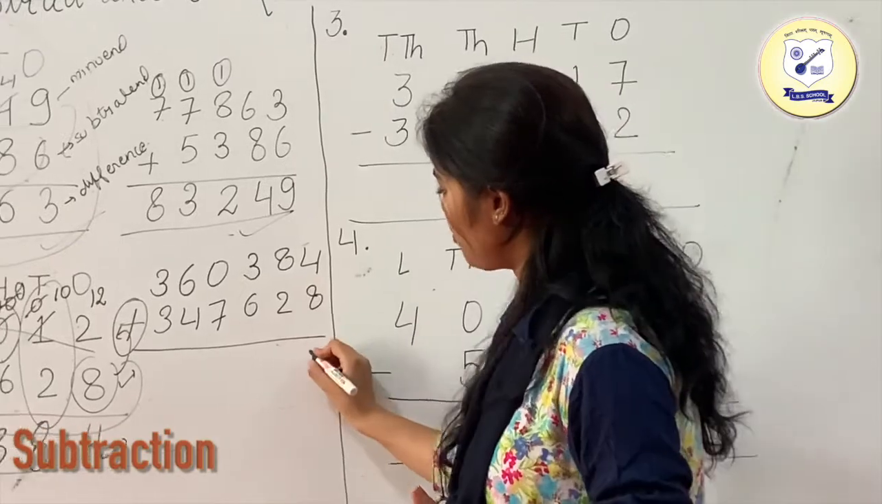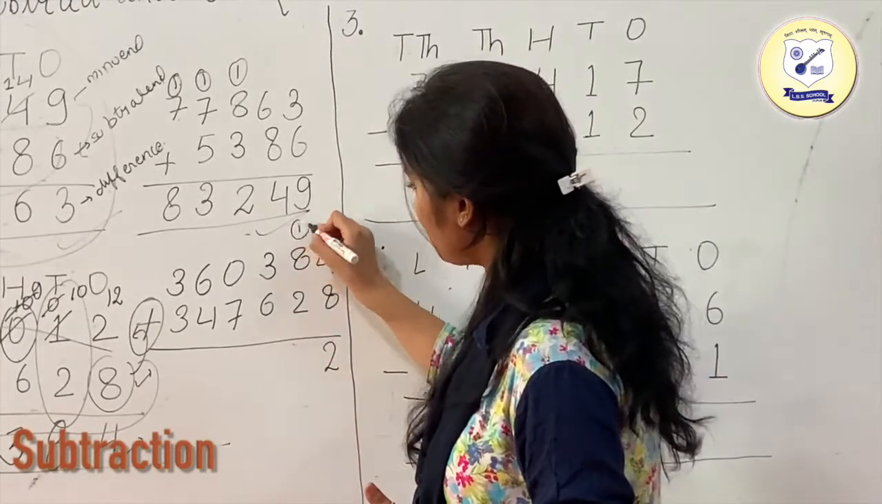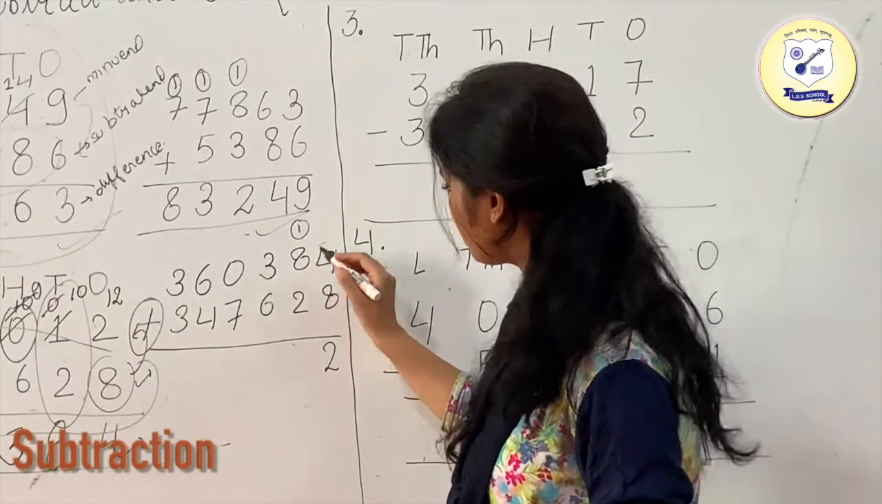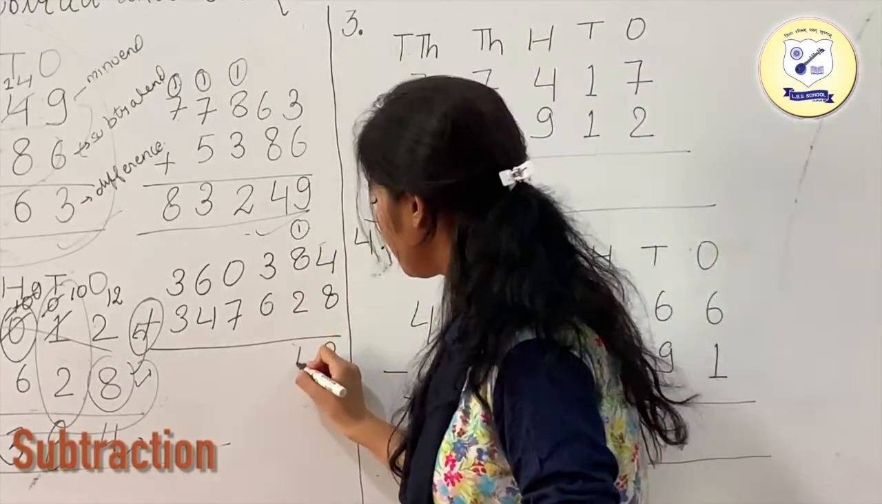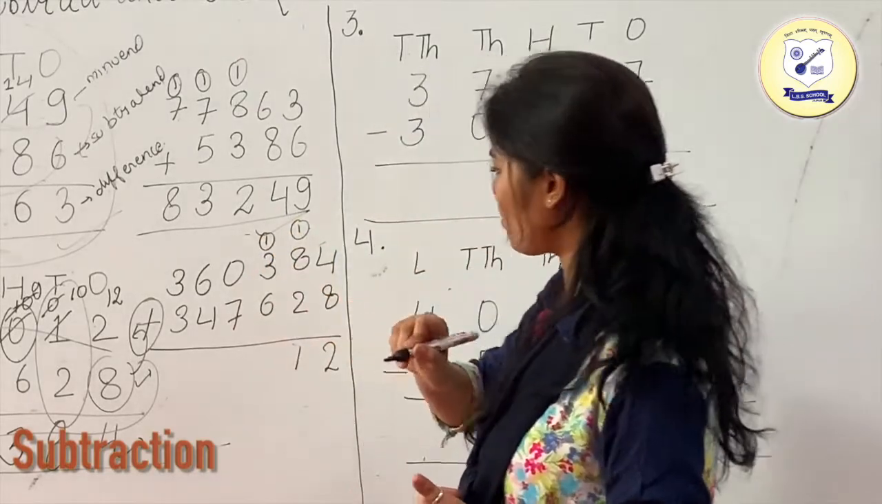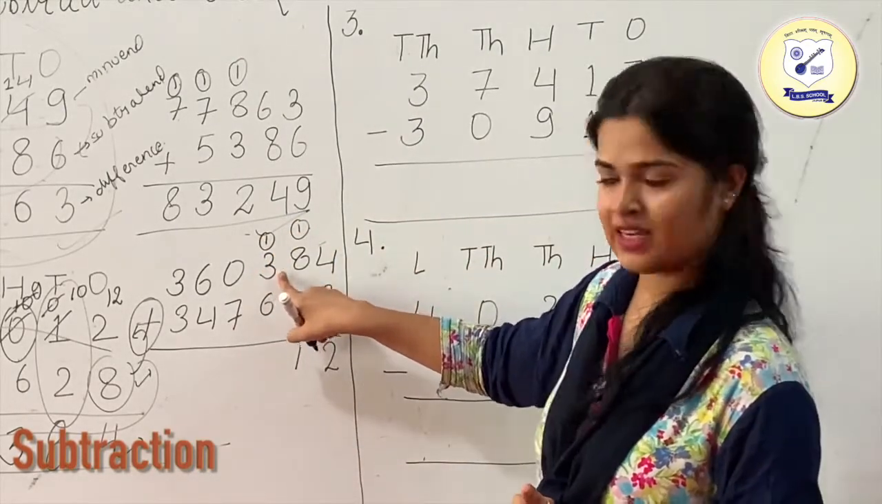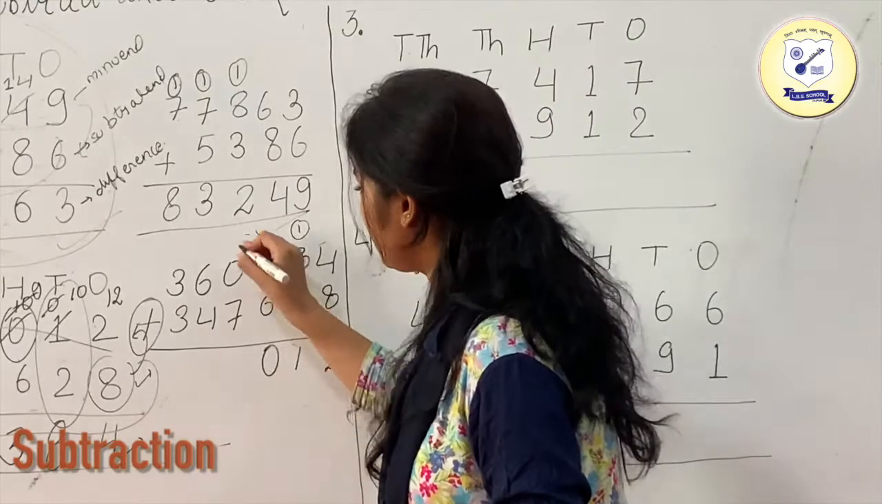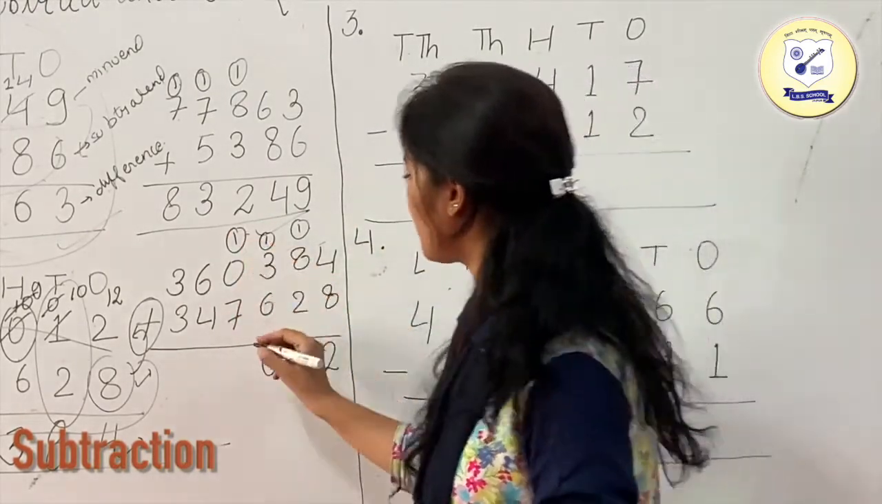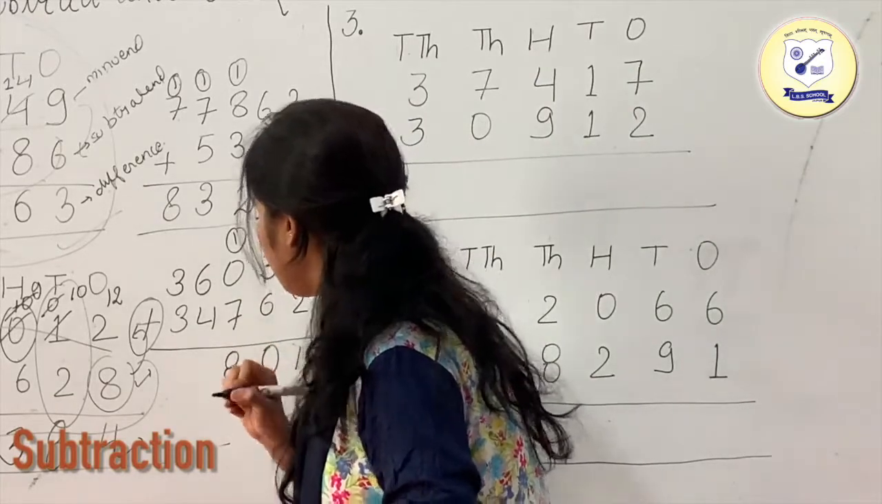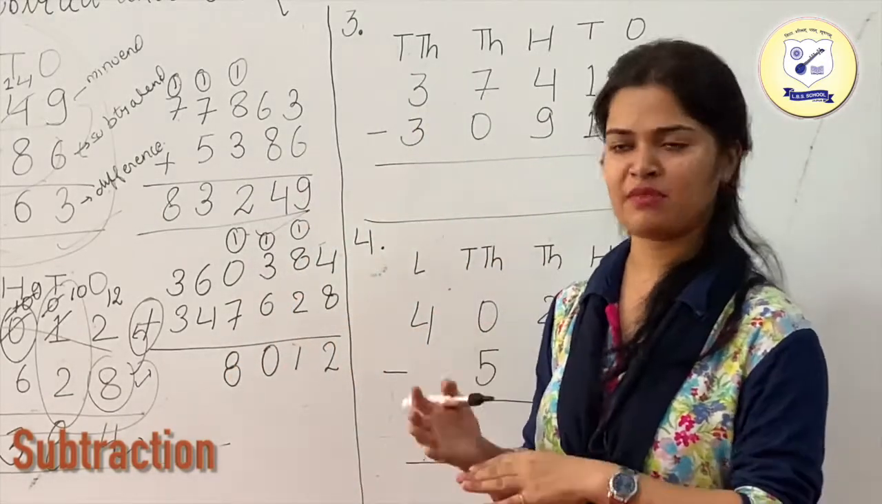We will now add this. 4 plus 8 would be 12. I have carried 1 to the next place value. This would become 8 plus 1 is 9. 9 plus 2 is 11. Again we will put 1 on carry. 6 plus 3 is 9. 9 plus 1 would be 10. Again, now 7 plus 0 is 7, plus 1 is 8. If you are adding 0 into any number, you will get the same number again, okay.